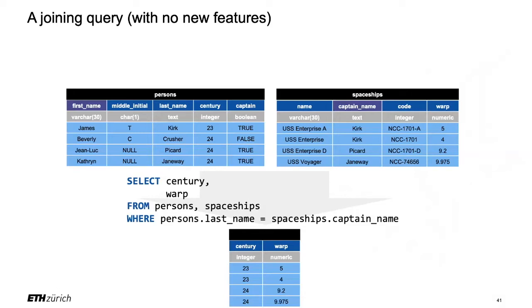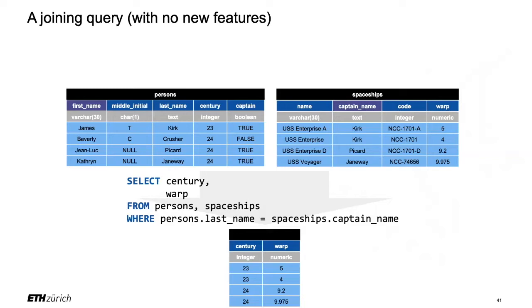Next, I do the Cartesian product. I get 16 records with 4 attributes, which are last name, century, captain name, and warp. Then I execute my filtering predicates, which gives me 4 records with 4 attributes. And then out of these 4 attributes, I only keep 2 of them, century and warp. Who agrees it's exactly the same result?